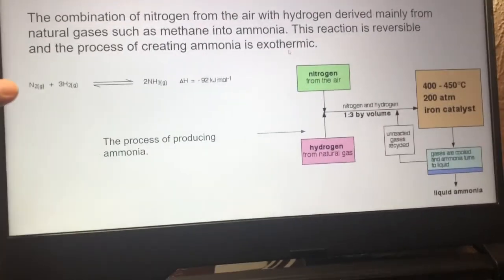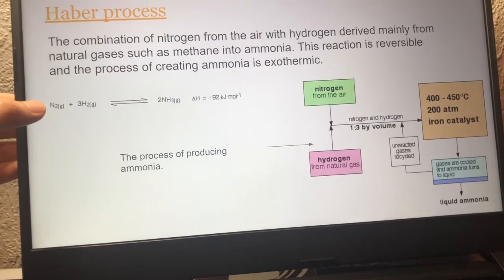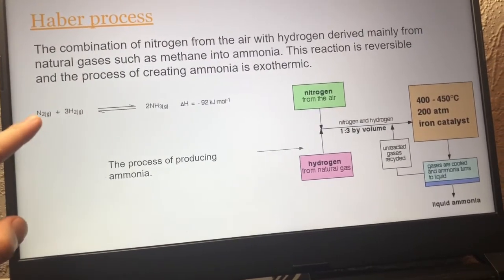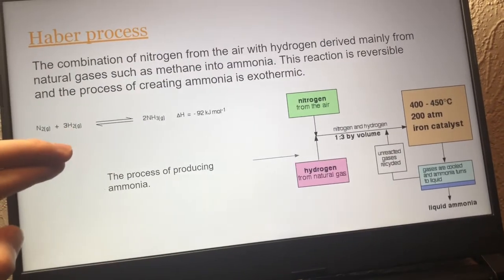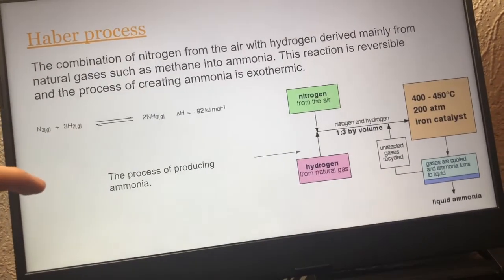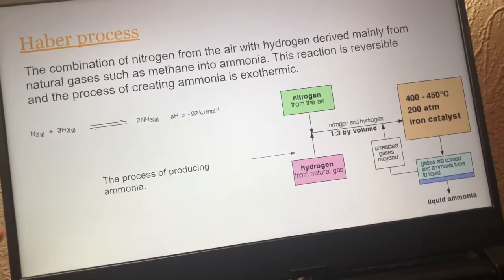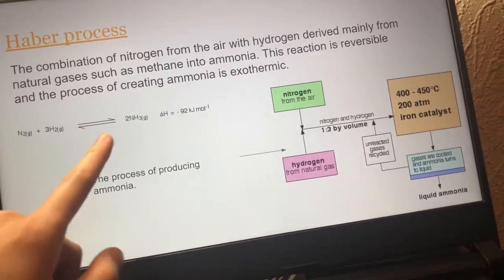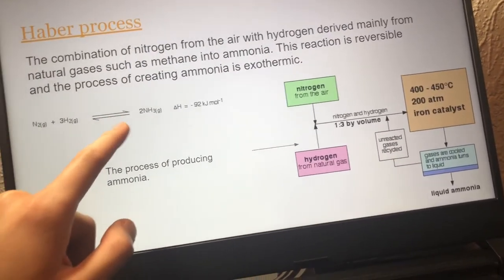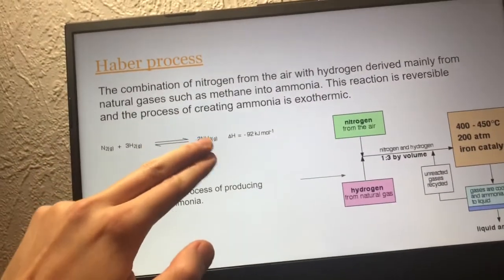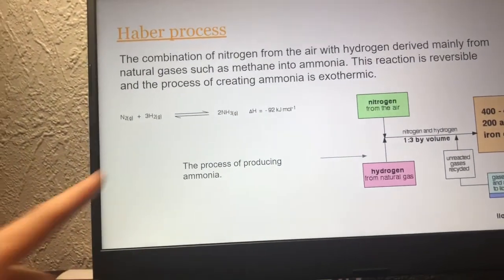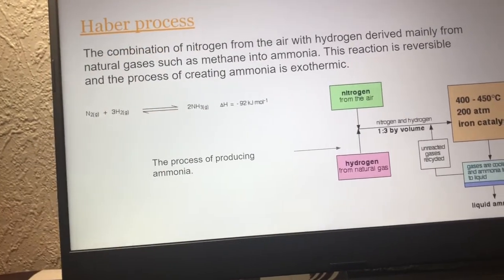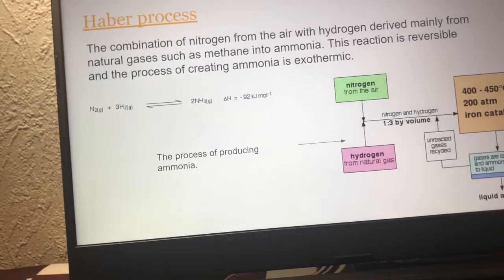So over here we have the chemical equation for ammonia. So there's nitrogen and hydrogen, and they are derived mainly from the natural gas of methane and become ammonia. And here, this is where the iron catalyst is held, which becomes ammonia. So the reaction is reversible. You can actually break down ammonia to get nitrogen and hydrogen.